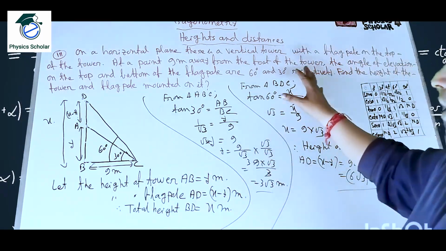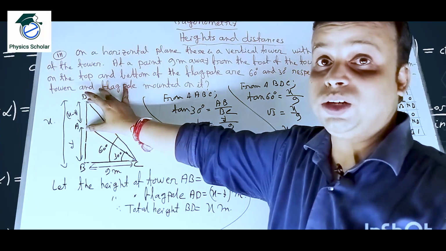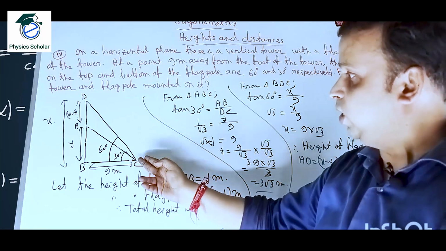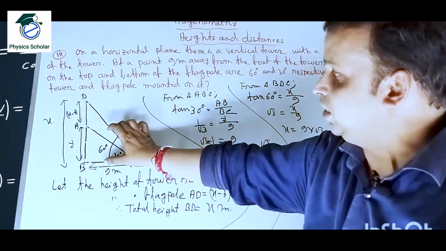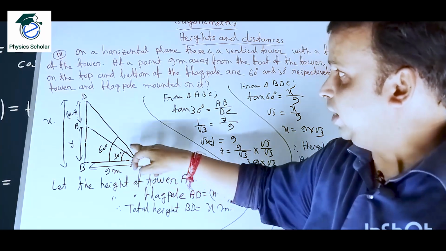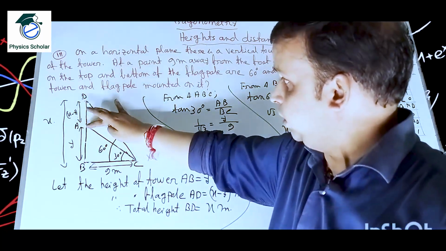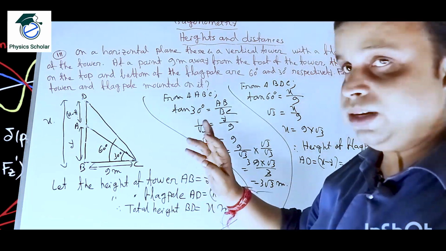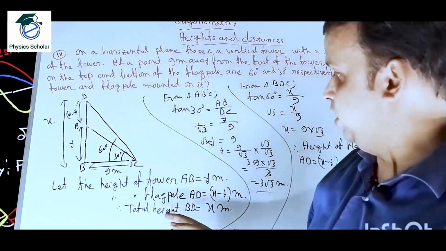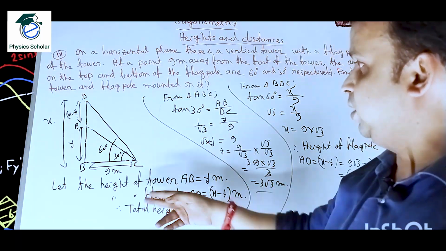Okay, so I am explaining once again. This is the tower and this is the flagpole mounted on the top of the tower, and this is the point on the ground where the angle of elevation at the top of the tower is 60 degree, and at the top of the tower is 30 degree, and the top of the flagpole is 60 degree. Now see, let AB, the tower, be y meter, and AD is the flagpole. So it will be x minus y, and the total height BD is equal to x meter.